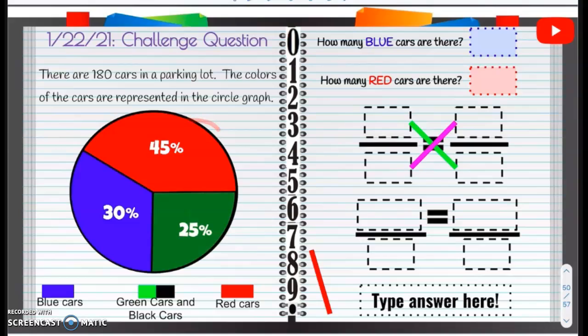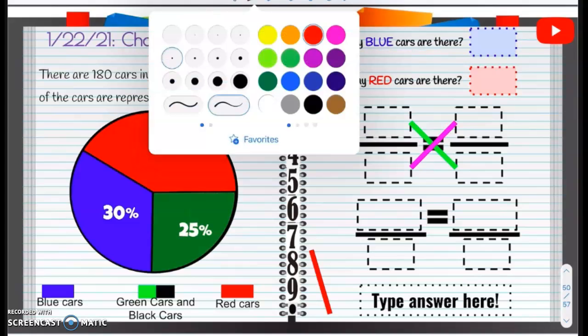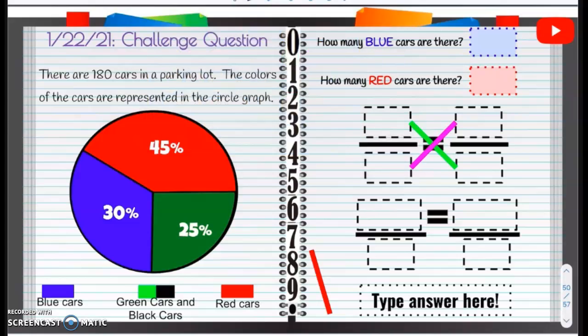All right, so our first question says, how many blue cars are there? And then how many red cars are there? So first of all, how many blue cars? Well, it says there's 30% blue cars. So that's going to be 30% of the 180 that are total there. So you have 180 total. The next part, the red, is 45% of how many total are there? 180. So we're just going to find these percents.